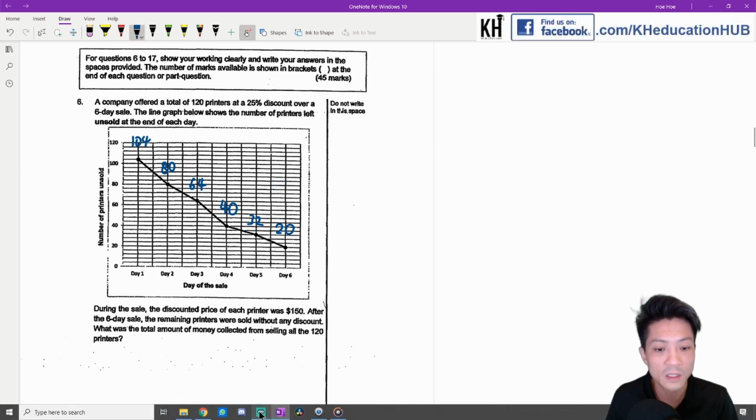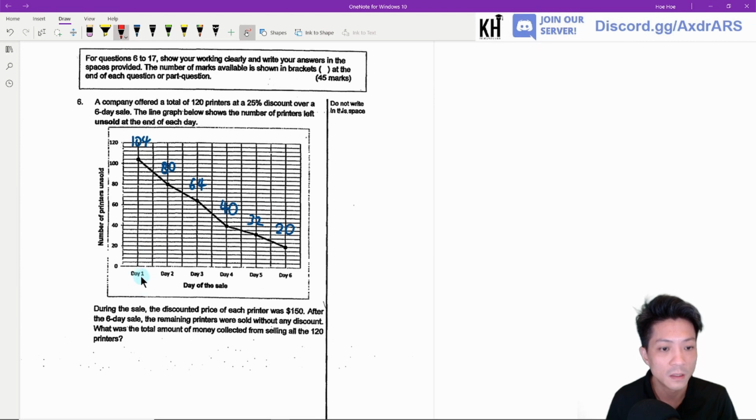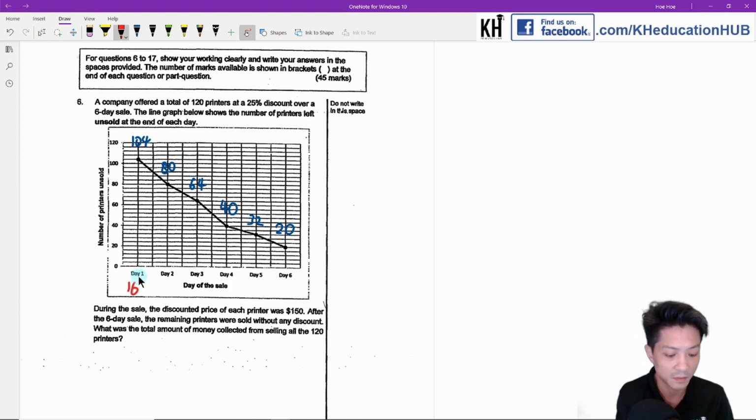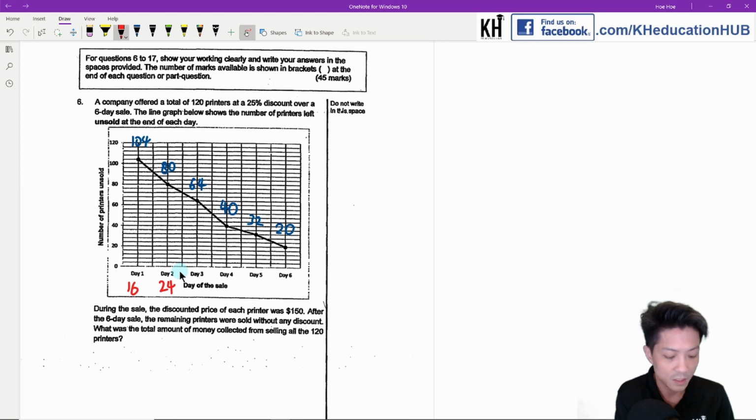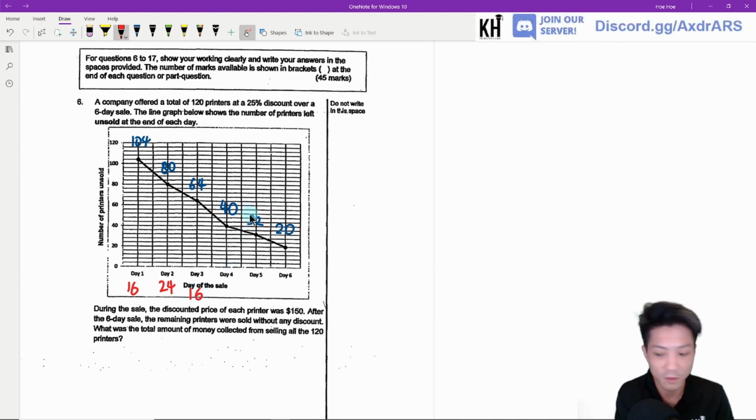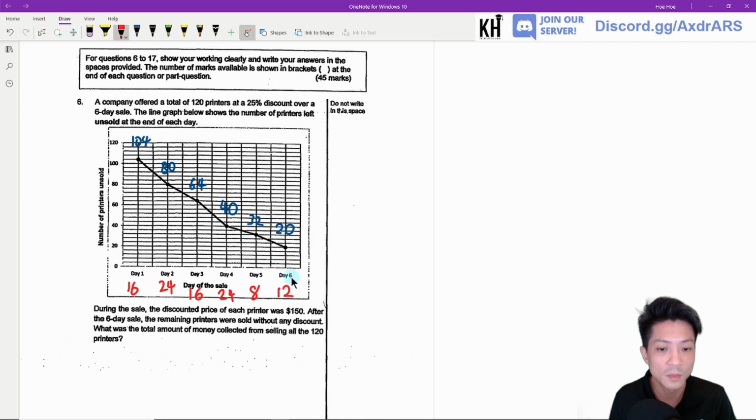Okay, so I'm going to write down how many items were sold. Okay, day 1 is 120 minus 104, which will be 16. Let's just be sure. Okay, then day 2 will be 104 minus 80, 24. Day 3 will be 80 minus 64, which is 16. Okay, day 4 will be 64 minus 40, which is 24. Day 5 will be 40 minus 32, which is 8. Okay, and day 6 will be 12.